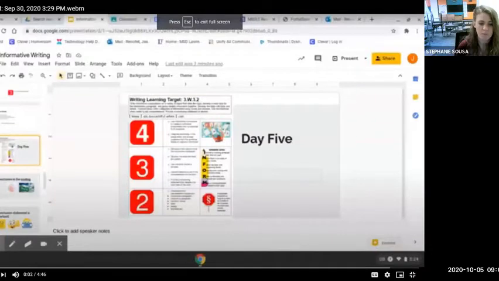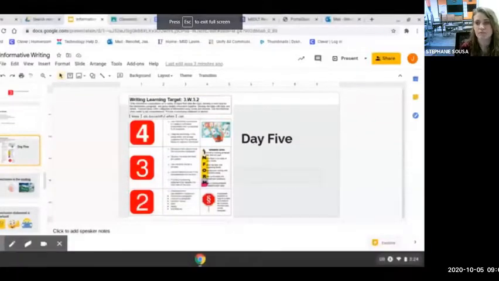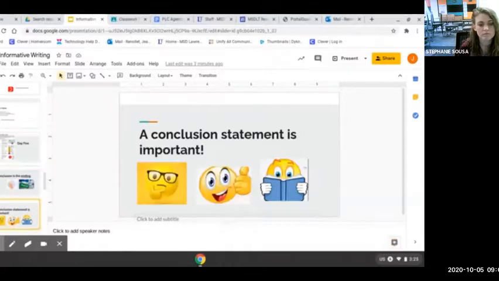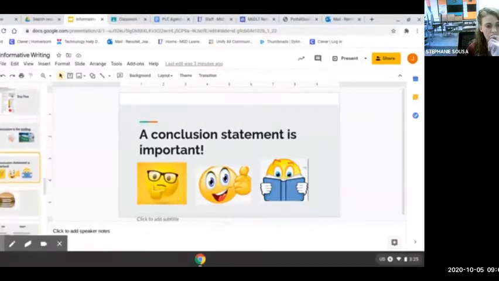We are writing a conclusion statement for our informative paragraph. A conclusion is the ending. It tells the reader that the end of your paragraph is near. A conclusion statement is important. A conclusion statement should make the reader think about what you have said. It should make the reader feel like they learned something. And it might even give the reader a desire to learn more about your topic.